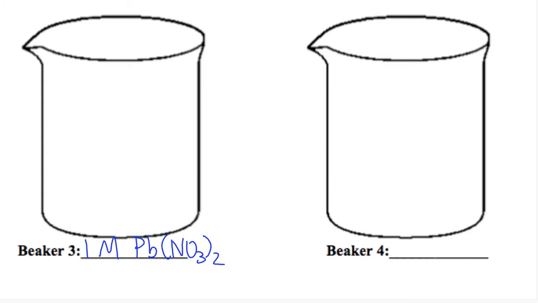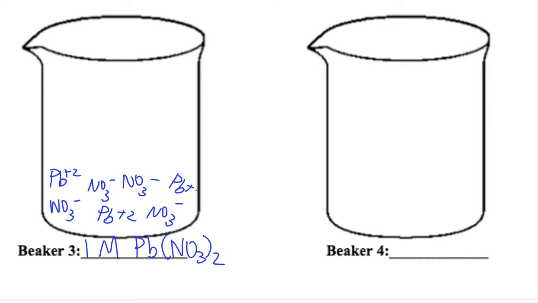Lit up. So what do we have floating around there? Lead at a 1-to-1 ratio? No, we have lead ions and nitrate ions. For every 1 lead, we have 2 nitrates. So for every lead, we have 2 nitrates. All right. Okay, so that's what's in that beaker.